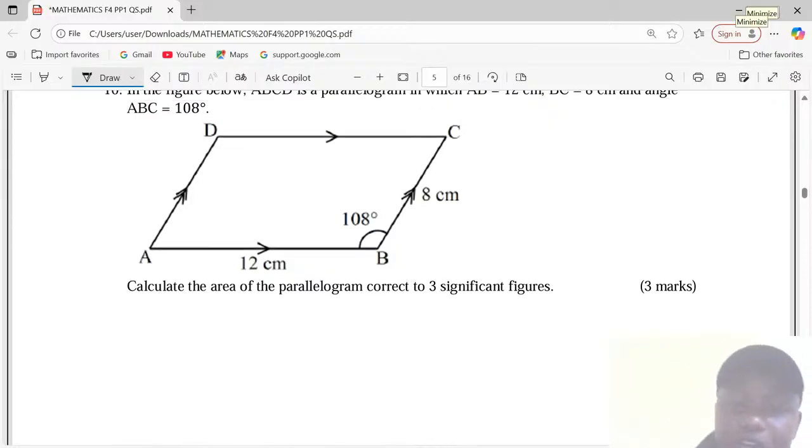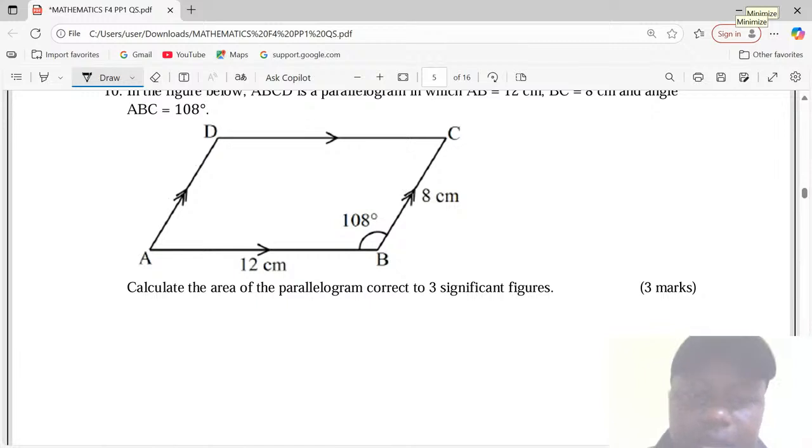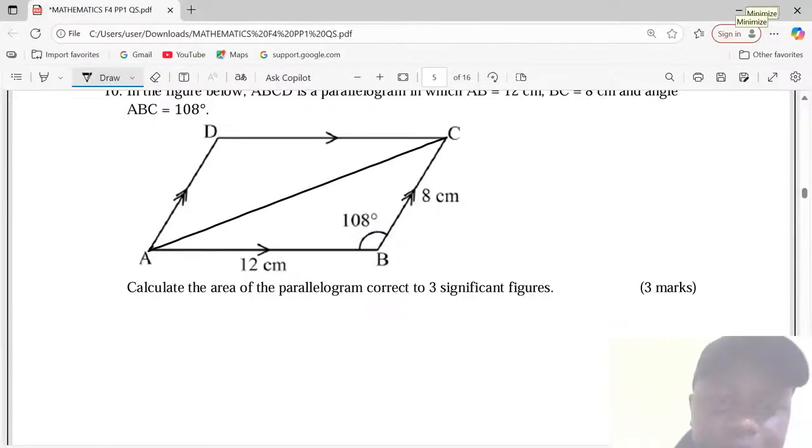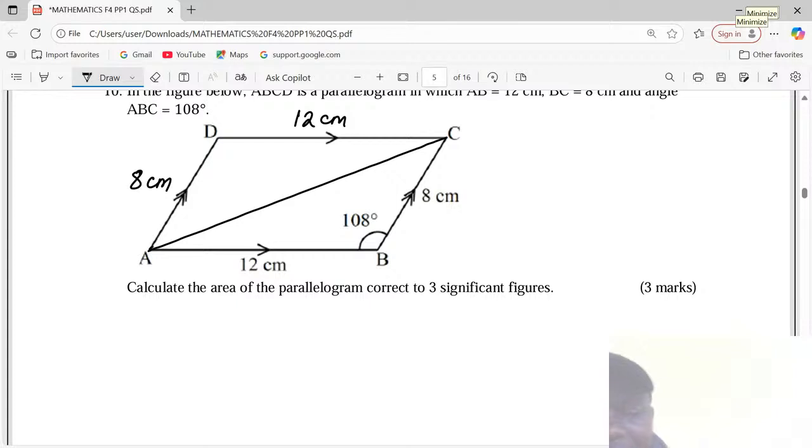Let me show you what we are going to do. I know there are several methods, but allow me to make a few conclusions here. If we draw the diagonal AC, we're supposed to know that parallel sides are equal. So 8 centimeters, 8 centimeters, 12 centimeters, 12 centimeters. We must be in agreement up to that point first.